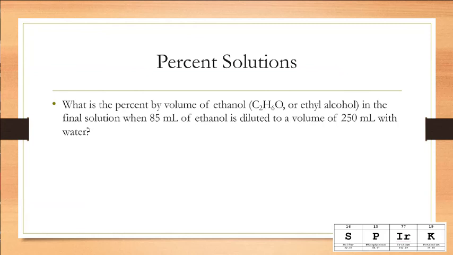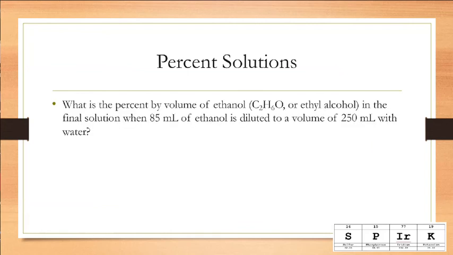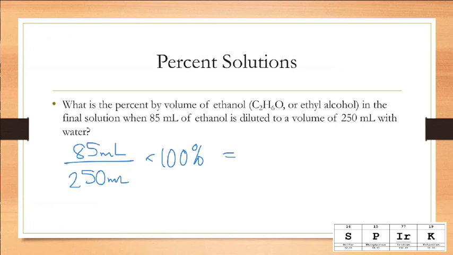So what is the percent by volume of ethanol in the final solution when 85 milliliters of ethanol is diluted to a volume of 250 milliliters with water? So like we just saw on the previous page, we are just going to take the volume of the solute divided by volume of solution. So we have 85 milliliters divided by 250 milliliters times 100%. That leaves us with a 34% solution of ethanol.